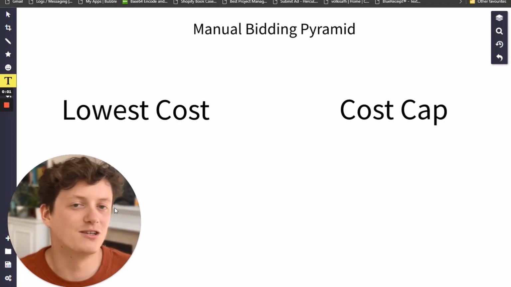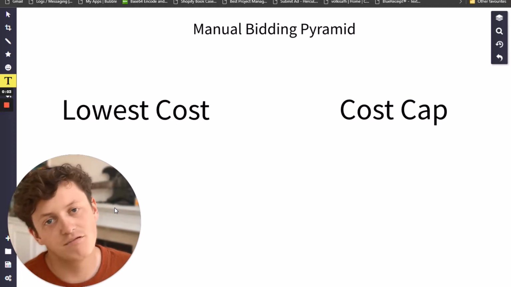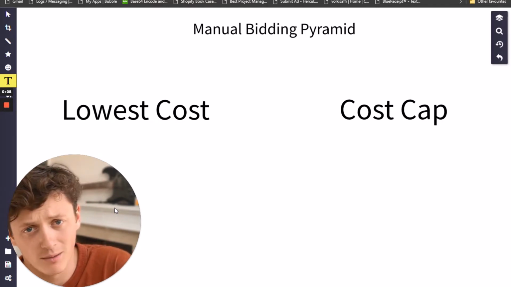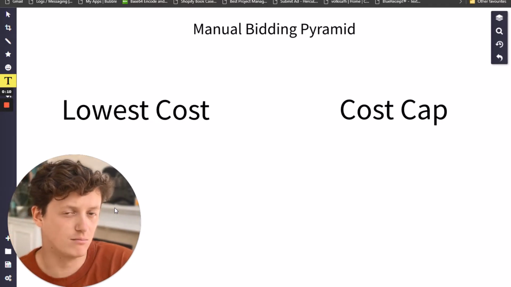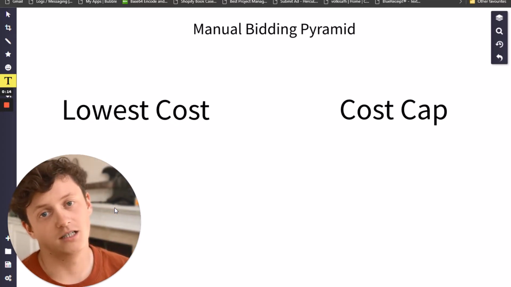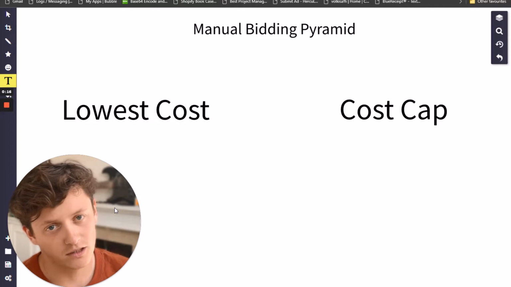So you have an e-commerce store and you're looking to scale profitably and consistently bring in sales for your store. Well, in this video, we're going to be going through the manual bidding strategies and, more importantly, the auction of social media marketing. This includes Facebook ads and also TikTok ads.